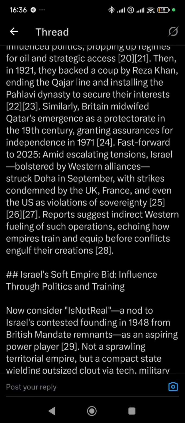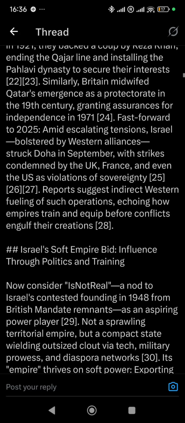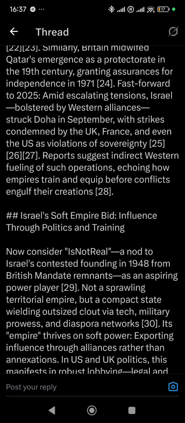Similarly, Britain midwifed Qatar's emergence as a protectorate in the 19th century, granting assurances for independence in 1971, reference number 24. Fast forward to 2025, amid escalating tensions, Israel, bolstered by Western alliances, struck Doha in September with strikes condemned by the UK, France, and even the US as violations of sovereignty. References 25, 26, and 27. Reports suggest, however, indirect Western fueling of such operations, echoing how empires train and equip before conflicts engulf their creations. Reference number 28.